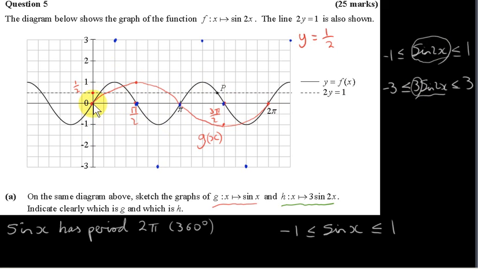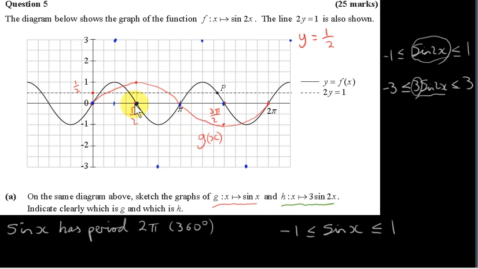So when x is naught, well, sine 2x is also naught, and 3 sine 2x will be naught. See, we can see the maximum height here is 1. This angle here is actually pi over 4, or 45 degrees. And the sine of 2 times 45, or the sine of 90, is 1. And then we multiply by 3 to get 3. So I'm just indicating the main points on the graph of h of x.